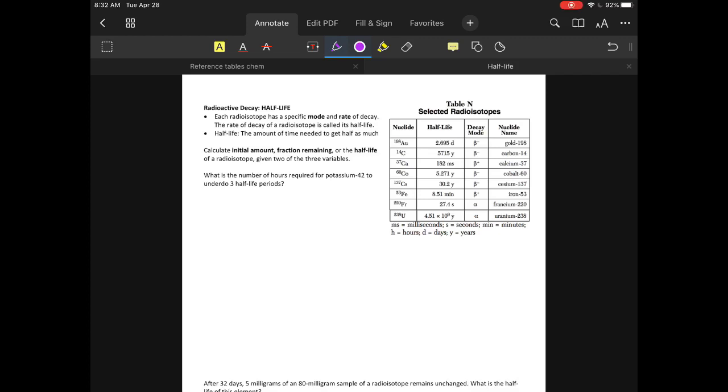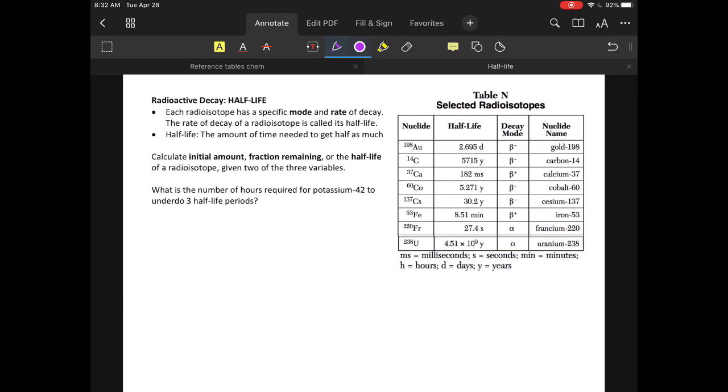Good morning, everybody. Today we're going to be talking about the rate of decay of a radioisotope. We've already talked about the mode of decay, and now we're going to talk about the rate, which is something called half-life. So the rate of decay of a radioisotope is called its half-life, and we can find that value on table N. So half-life is the amount of time needed to get half as much.